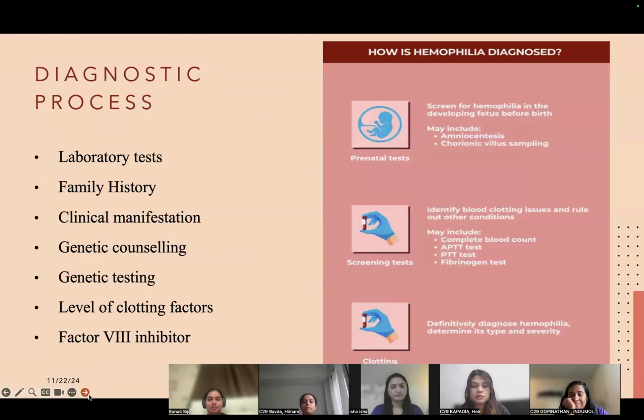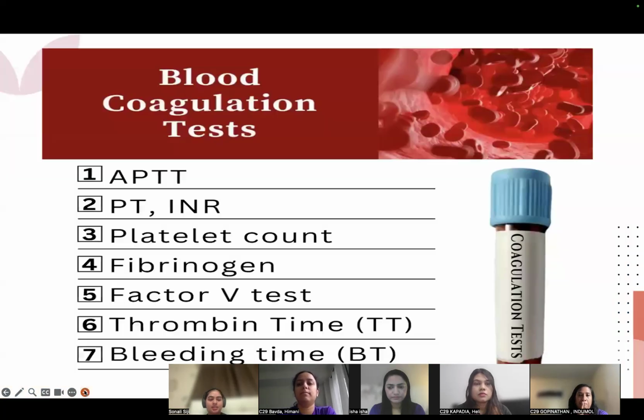Now we have the diagnostic process. Some of the diagnostic tests used to detect hemophilia are laboratory tests, family history, clinical manifestations, genetic counseling, genetic testing, the levels of clotting factors, and factor VIII inhibitors. Testing is often done by checking the level of clotting factor by obtaining a blood sample from a vein of a newborn, or the most accurate technique is getting a blood sample from the umbilical cord and finding lower levels of factor VIII. It is routine in most hospitals now to measure factor VIII inhibitors.